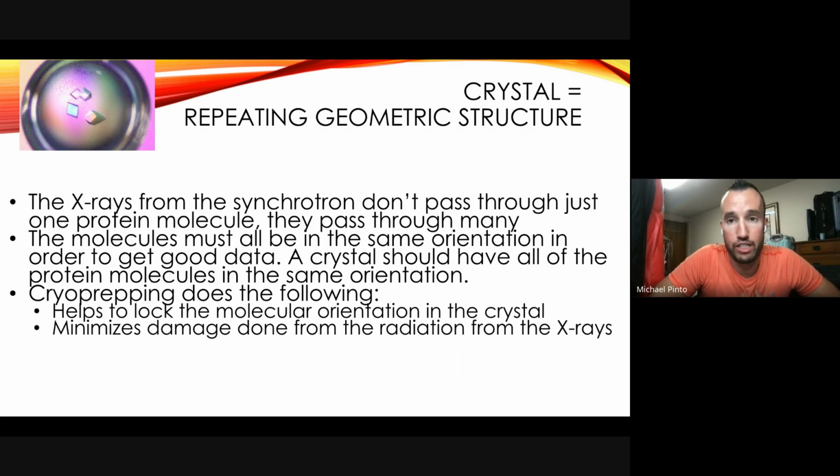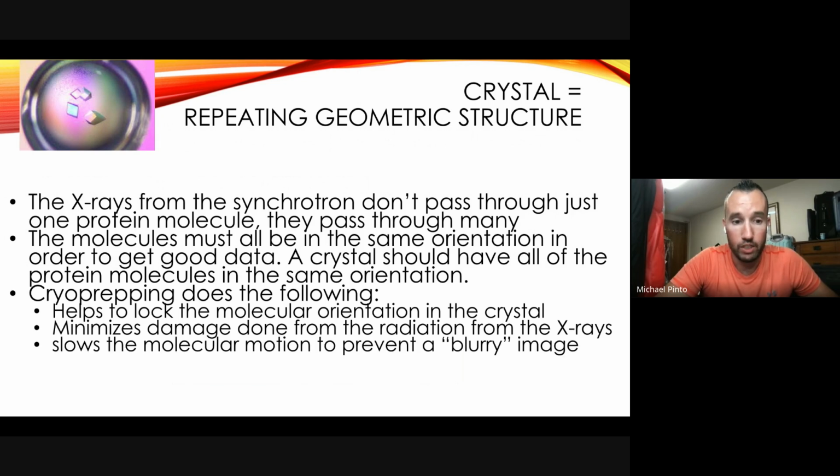And that helps us to get a good three-dimensional view of the crystal, of the protein, so we can see it from multiple different angles. Now, as that loop with the protein is rotating, the X-ray is very, very high energy, and so it can do some damage to the protein molecules. And so having it at a very, very cold temperature helps to minimize that damage that is done by the X-rays, so that you still have good protein molecules throughout the whole 10 to 20 seconds that the X-rays are passing through.